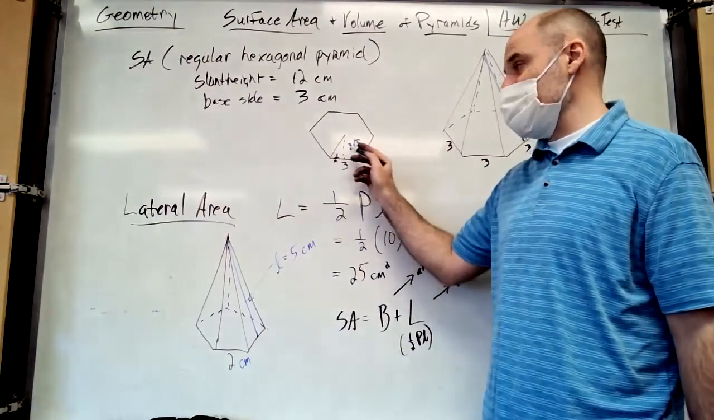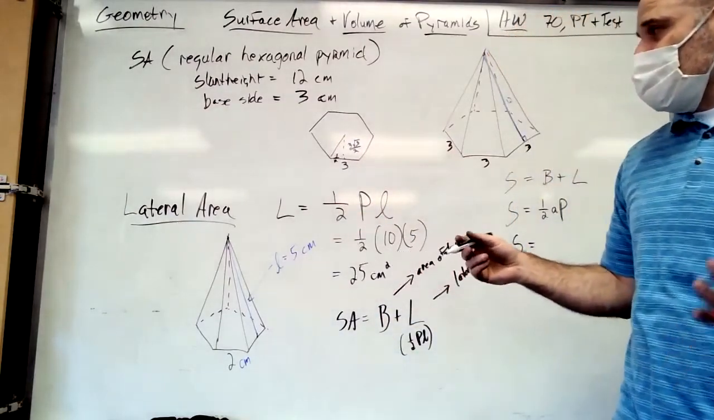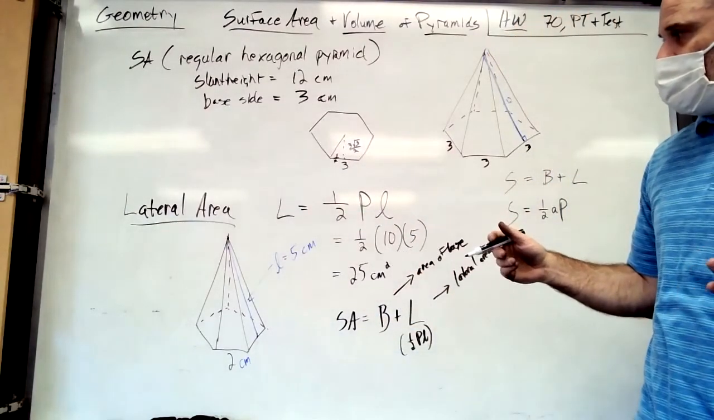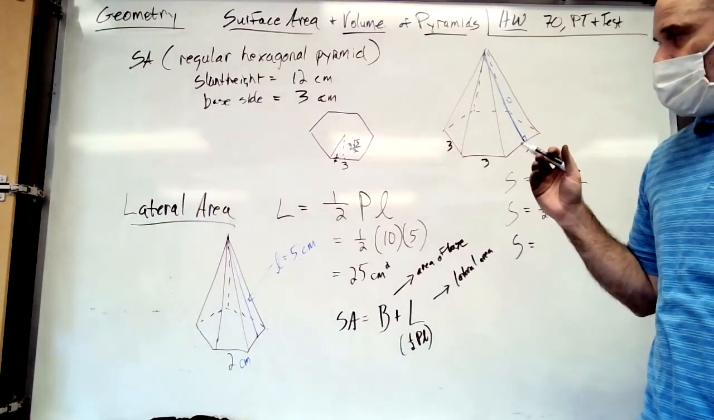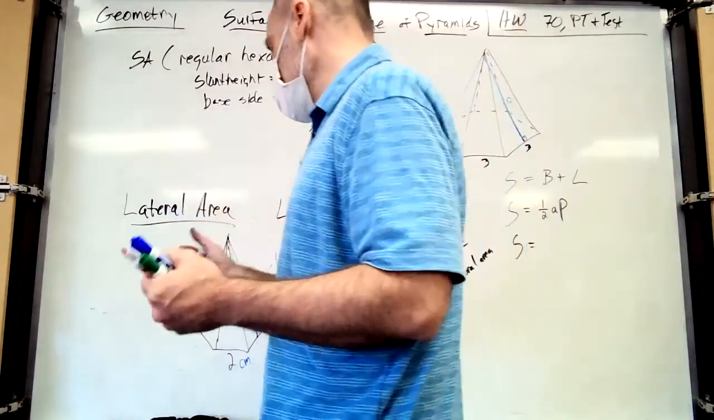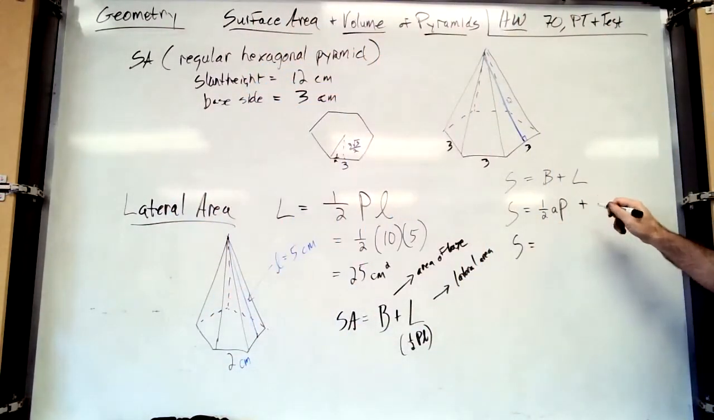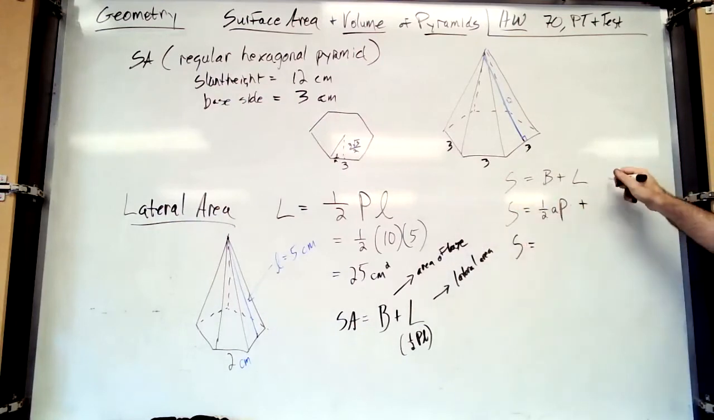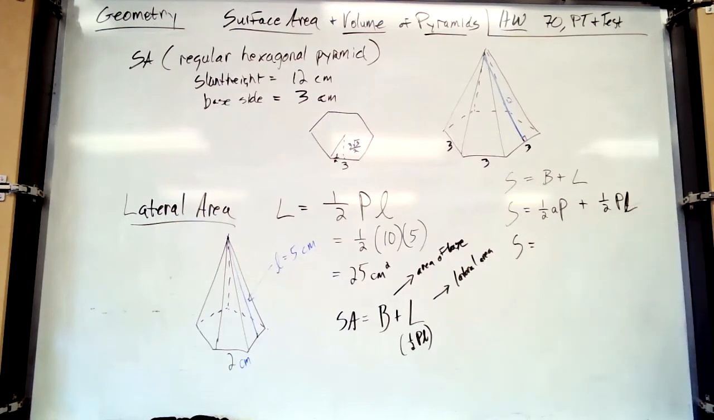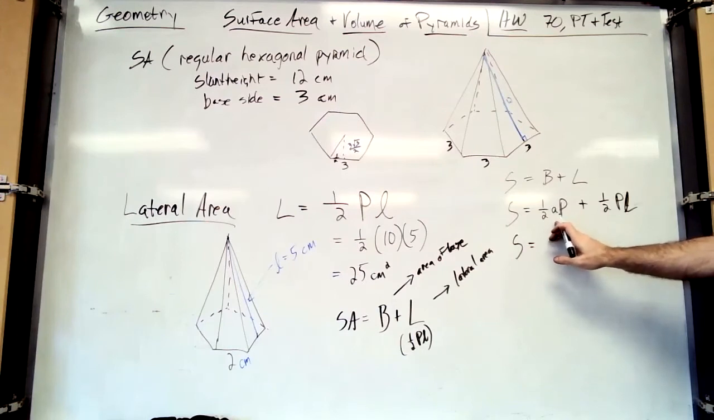So base times height divided by 2. That ends up being 9 radical 3 over 4. Okay, but that's kind of confusing. Whatever, let's just plug it in here. Oh, by the way, L is 1/2 PL, lowercase l, right? Slant height. So we have all this information now. The only thing we needed to get was that apothem.